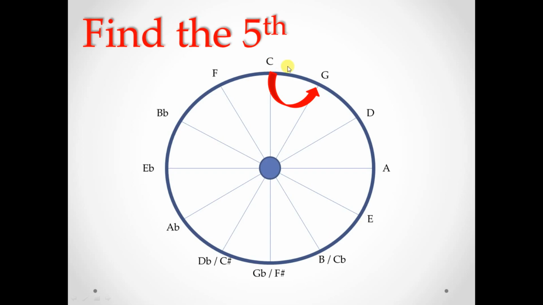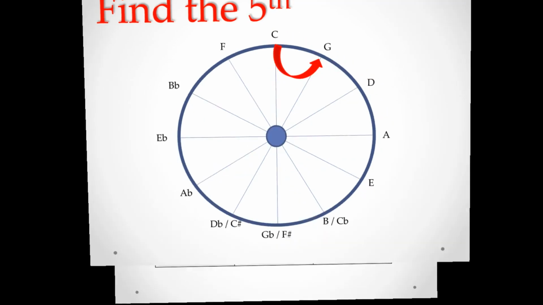Starting up here on C, G is a perfect fifth up from C. D is a perfect fifth up from G. And A, a perfect fifth up from D. And so on. Moving backwards this way, it goes in fourths. So C is a fourth from G. Going this way gives us the fifths, and coming back will give us a fourth.